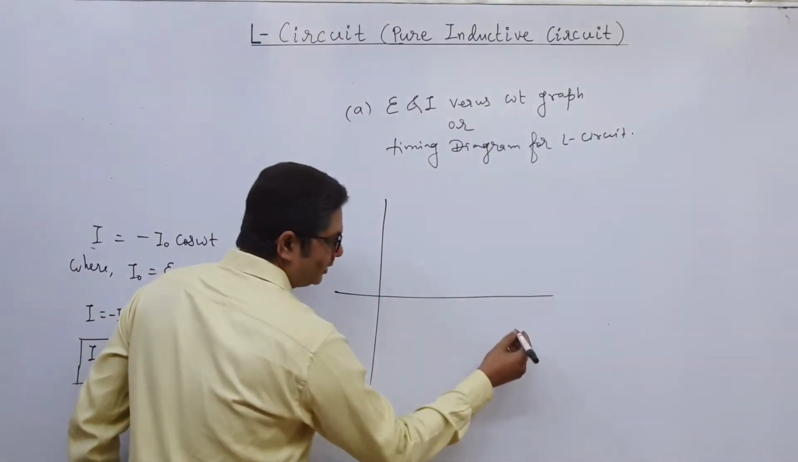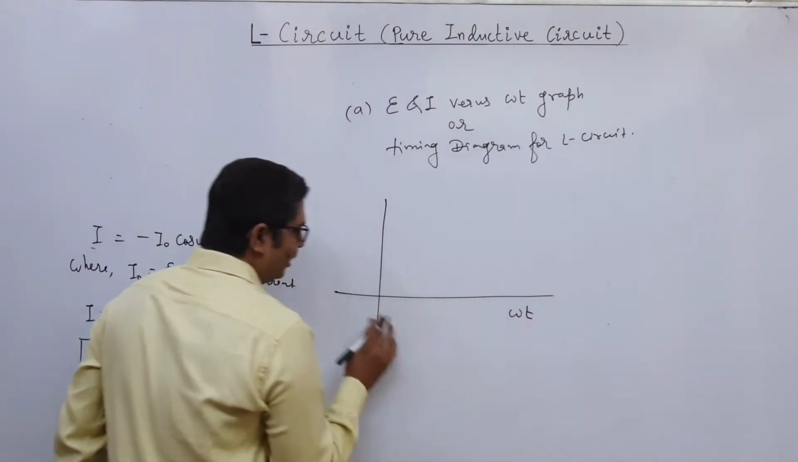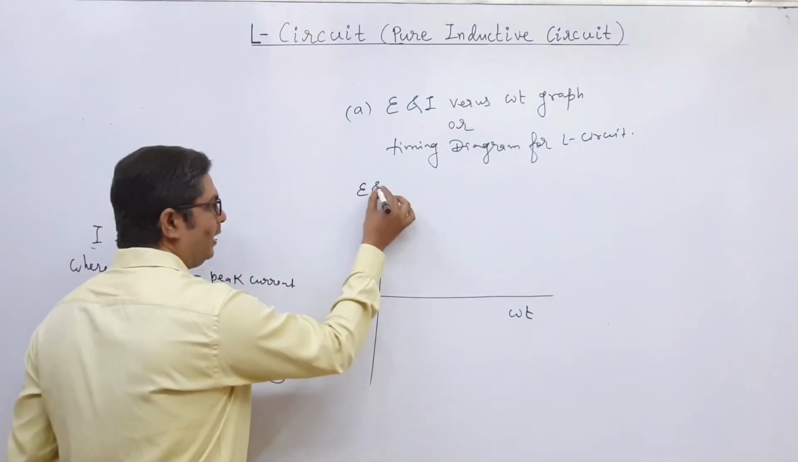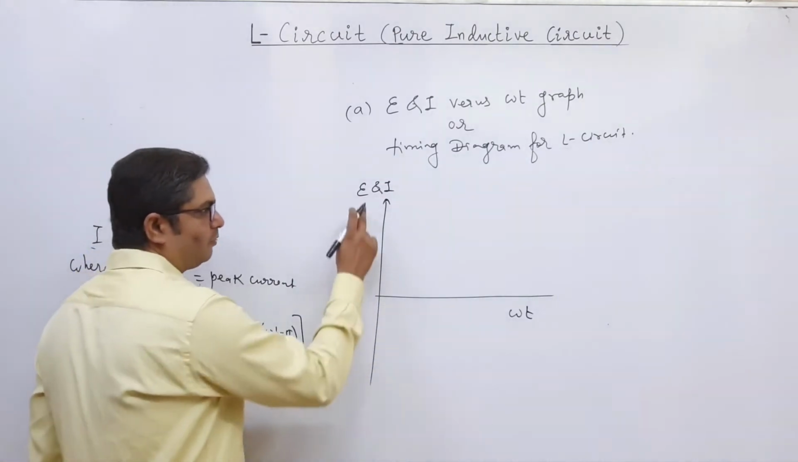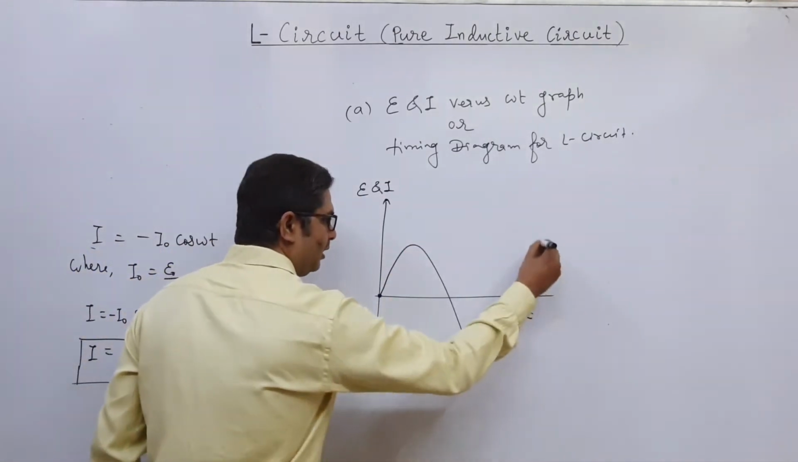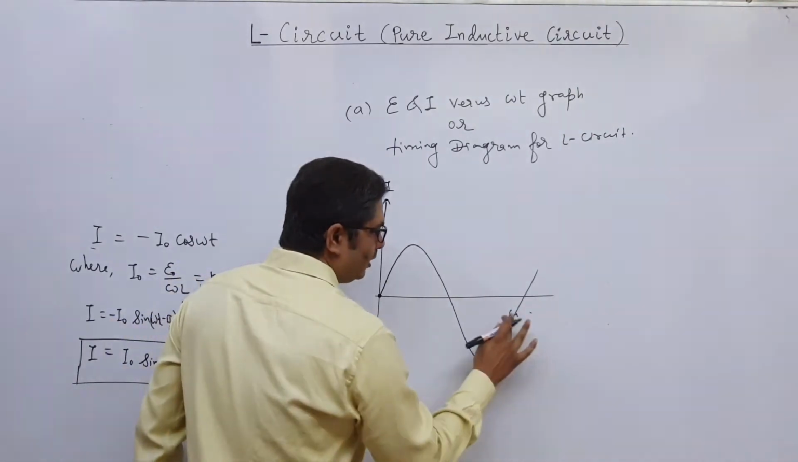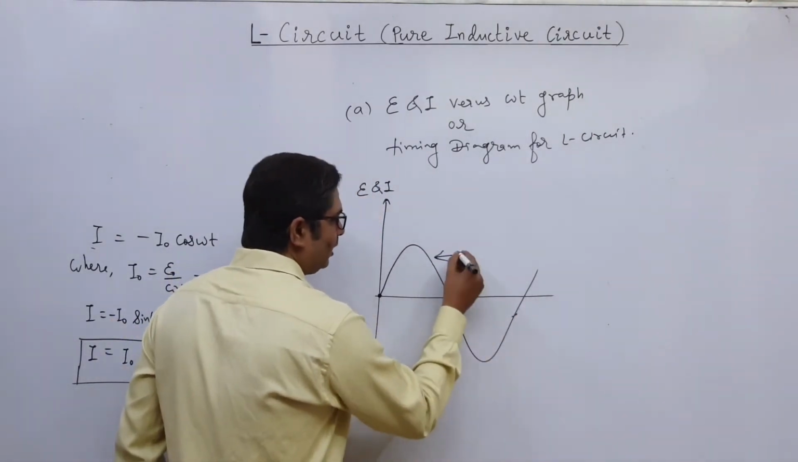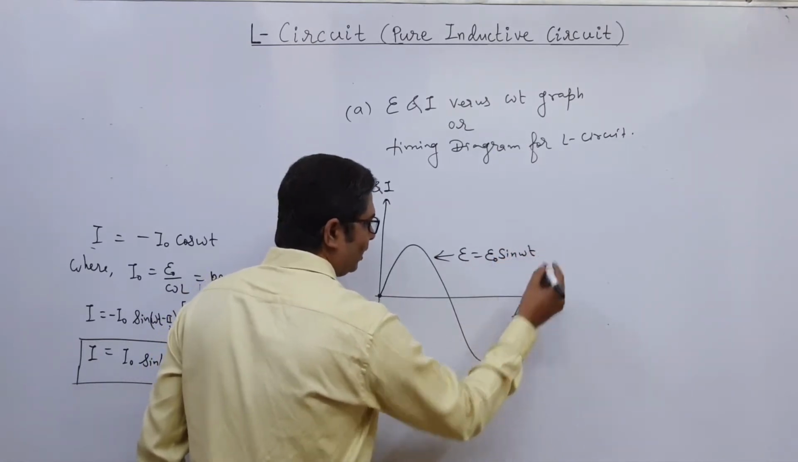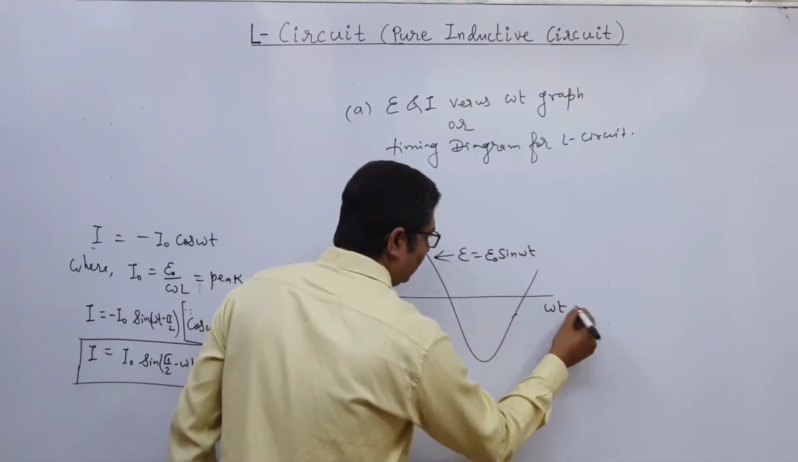Let on the x-axis we put omega t, and on the y-axis we put E and I both. First of all we draw the diagram of E. Let this be the diagram for E. This is known as E equals E naught sin omega t. This is omega t here.